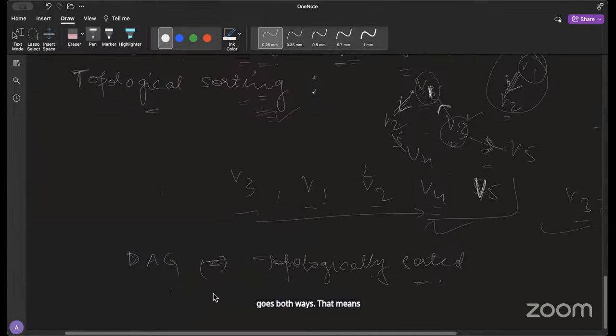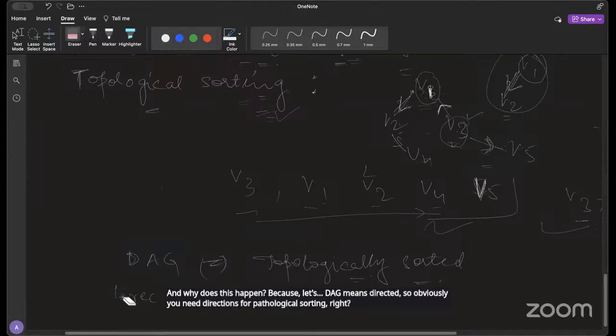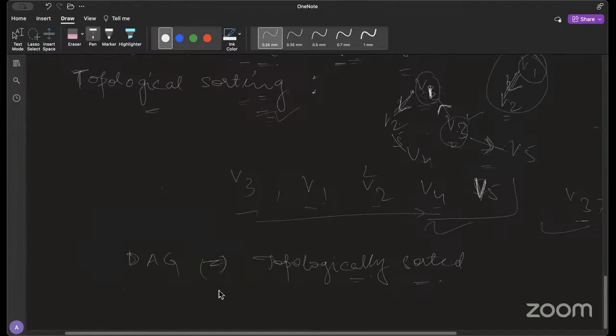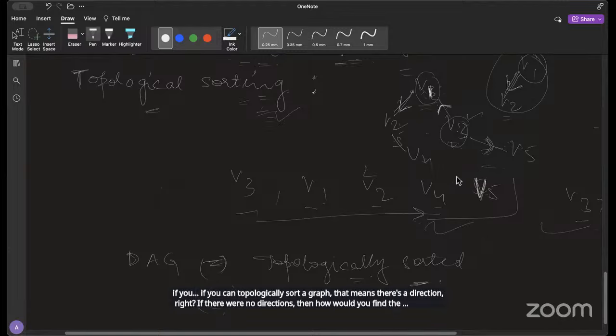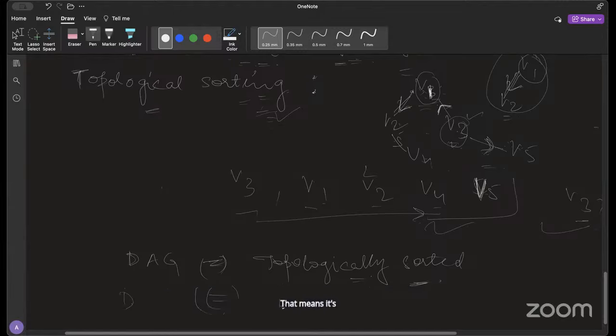And why does this happen? Because DAG means directed, so obviously you need directions for topological sorting, right? Sorting means you have to decide the order in which you should be doing the subjects. That's what topological sorting means. If you can topologically sort a graph, that means there's a direction. If there were no directions, then how would you find the dependencies? That means it's a directed graph.